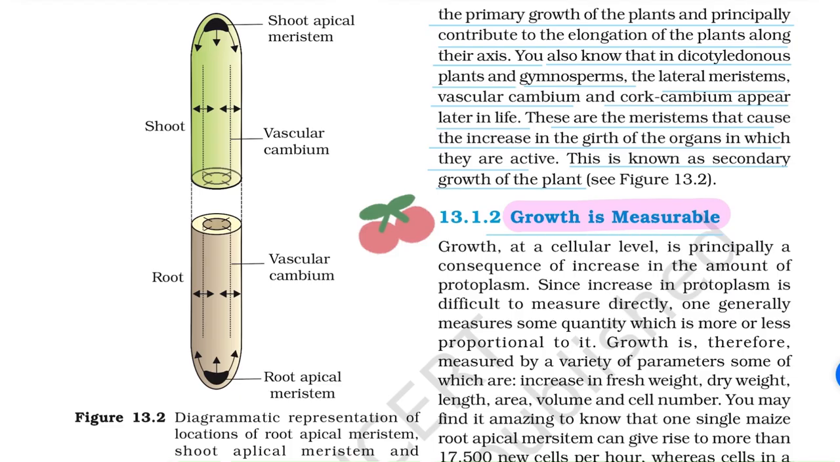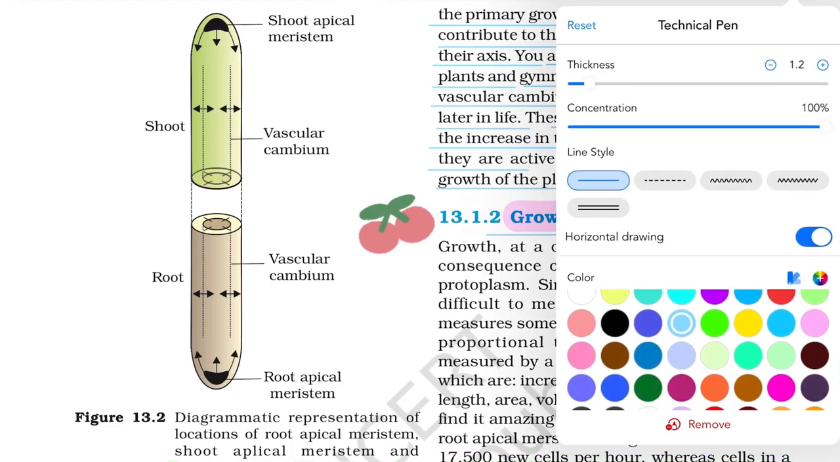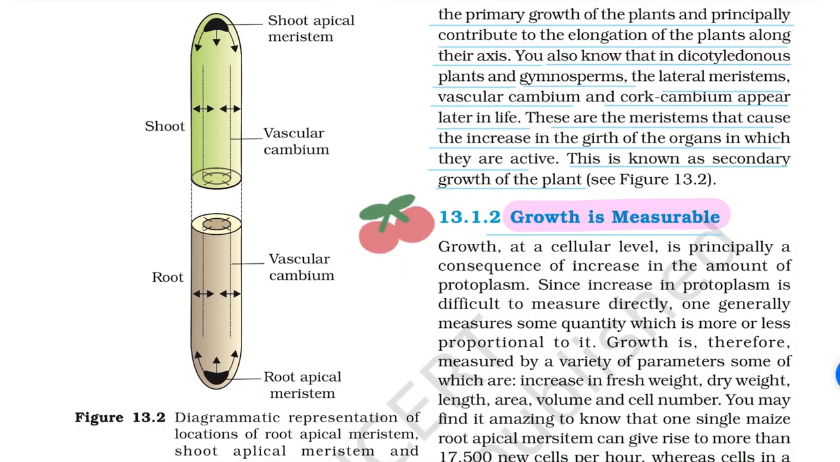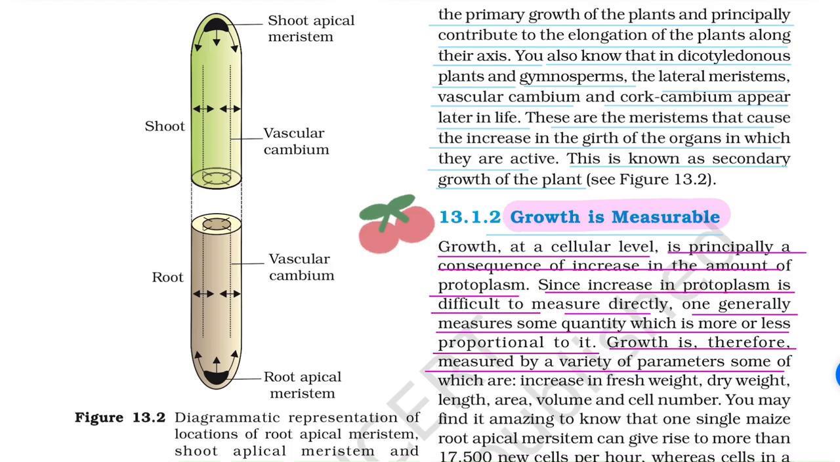Next, growth is measurable. Growth at a cellular level is principally a consequence of increase in the amount of protoplasm. Since increase in protoplasm is difficult to measure directly, one generally measures some quantity which is more or less proportional to it. Growth is therefore measured by a variety of parameters, some of which are increase in fresh weight, dry weight, length, area, volume, and cell number.